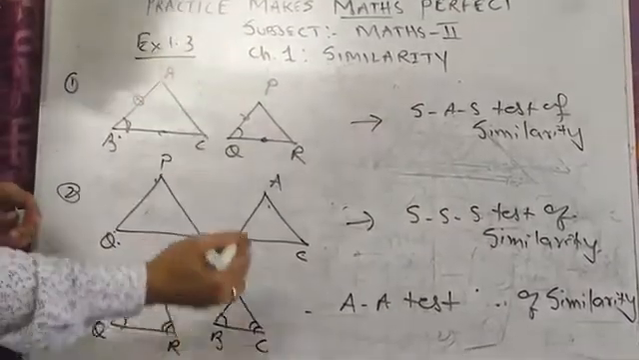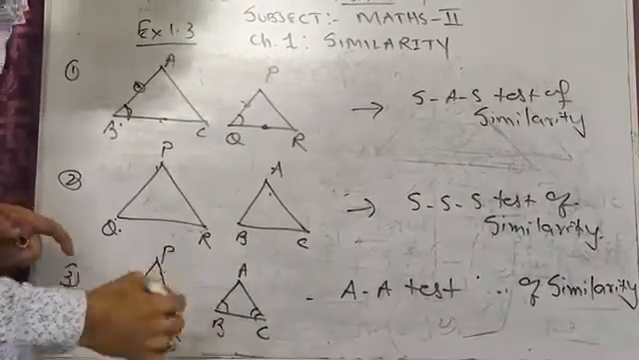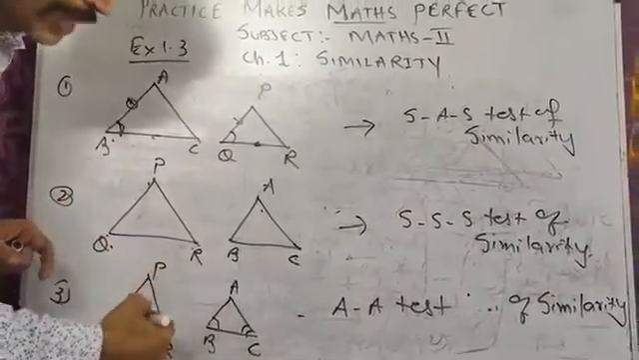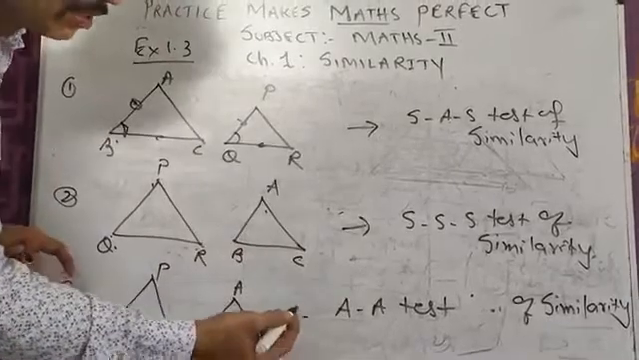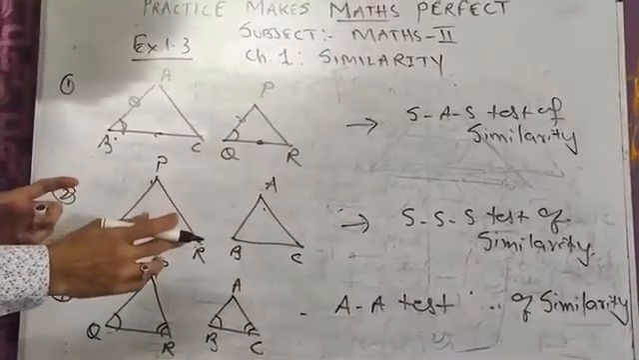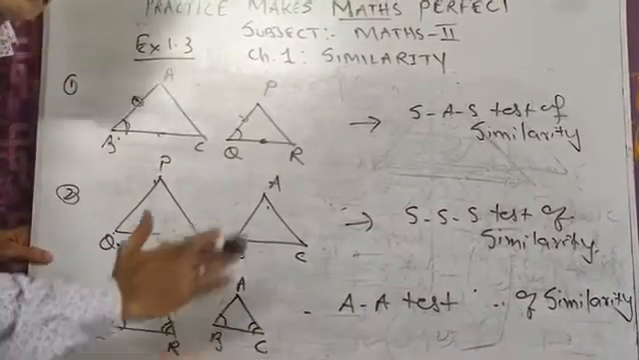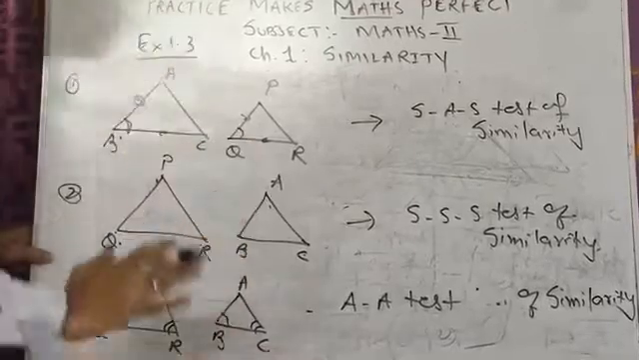And third one is angle similarity. In angle similarity, you have to show two angles congruent. When you show these two conditions, automatically you will get the angle test of similarity. So 99% sums are based on the angle test of similarity only.